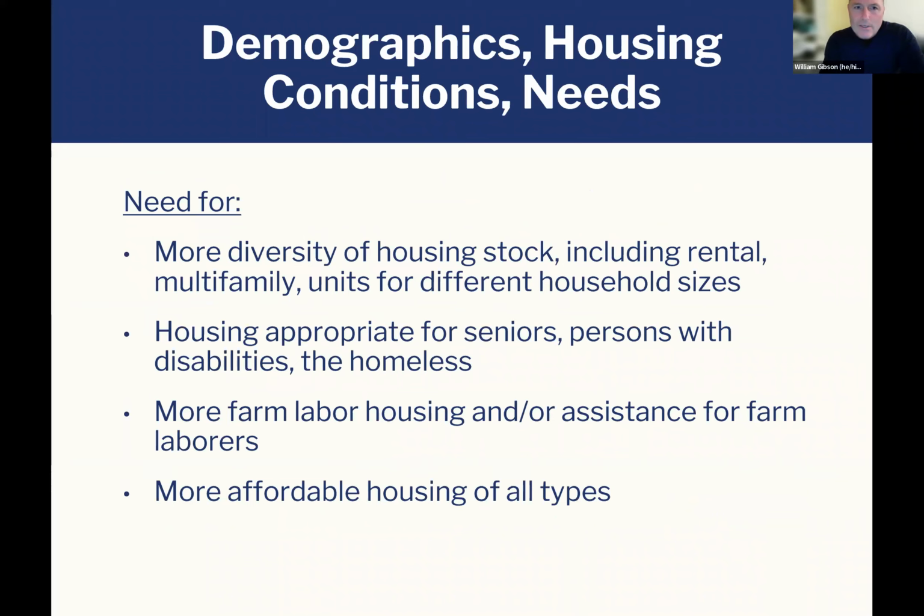So this indicates to us a need for more diversity of housing stock, including more rental stock, more multifamily housing, and units for different household sizes, including in particular larger households. Housing that is appropriate for seniors with the growing senior population, and for special needs populations such as persons with disabilities, and more homeless housing. Definitely more farm labor housing, and more affordable farm labor housing, and or direct assistance for farm laborers, and just more affordable housing of all types.